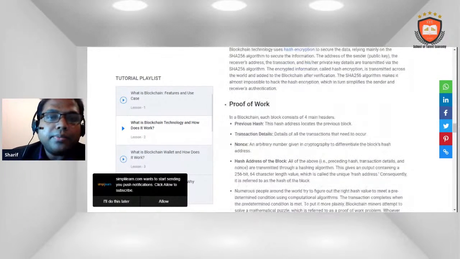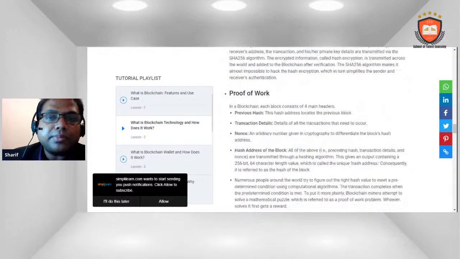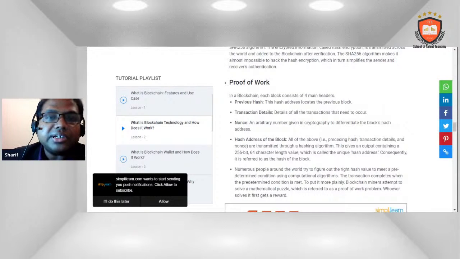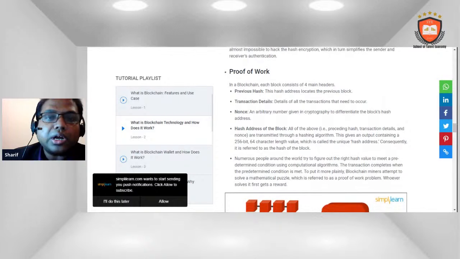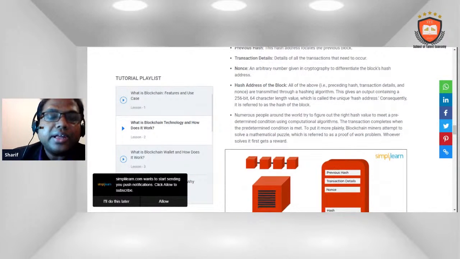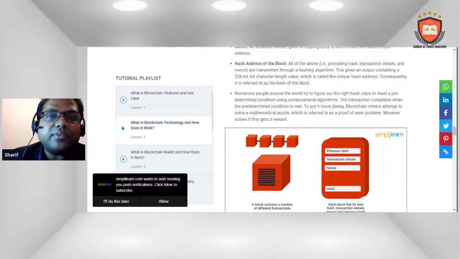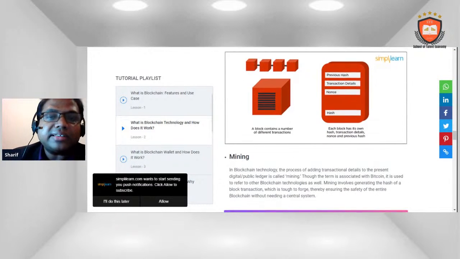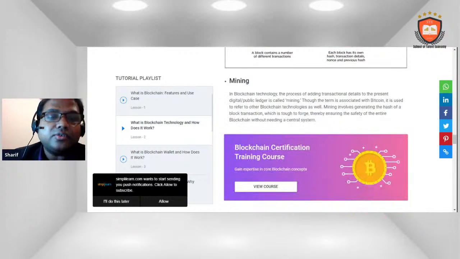So, proof of work, previous hash. This hash address locates the previous block. Transaction details of all transactions that need to occur. Nonce, an arbitrary number used in cryptography. Hash address of the block, all of the above. So there are numerous things. There is the issue of mining. So what is mining?